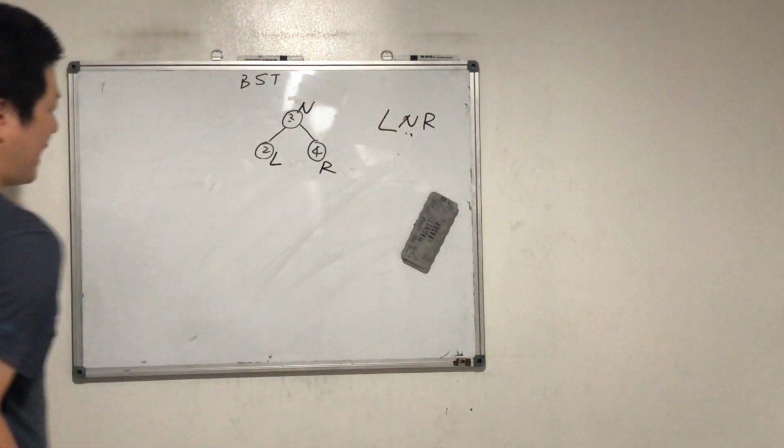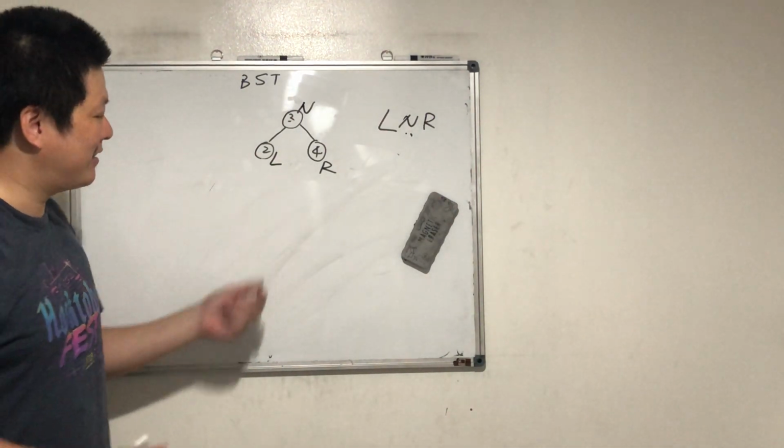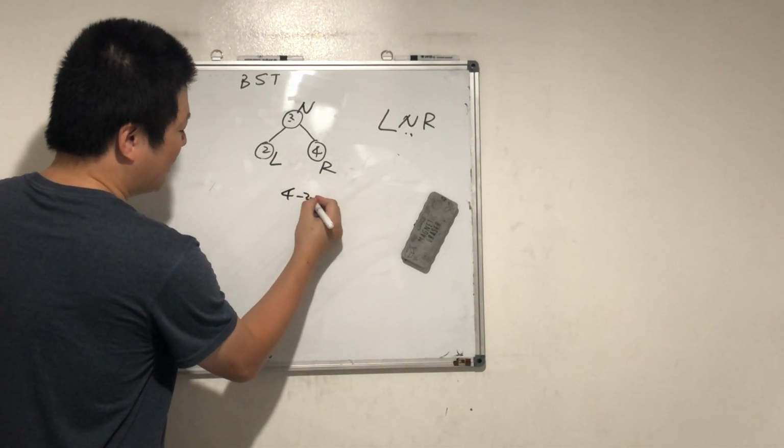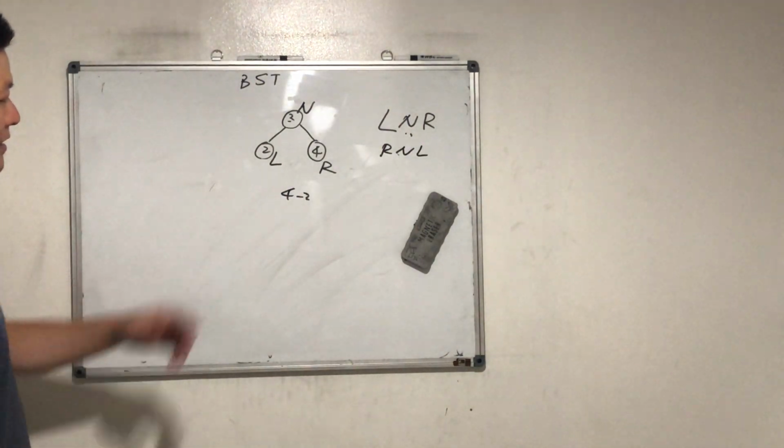Okay, in order. And which order gives the reverse order? It gives 4, 3, so R and L. This is called reverse in order.